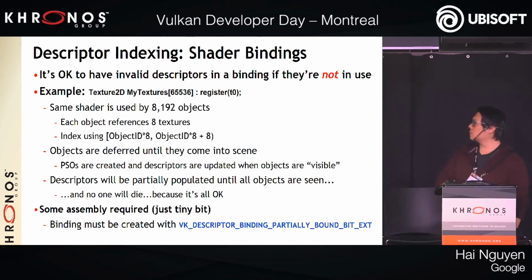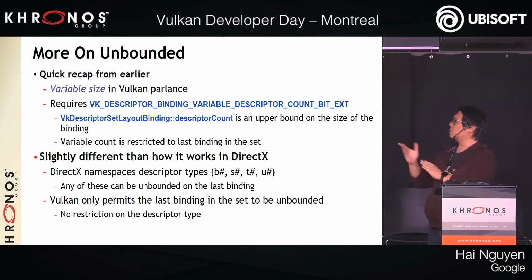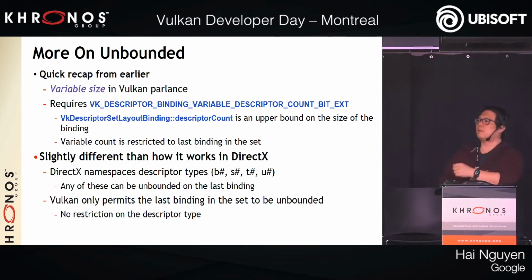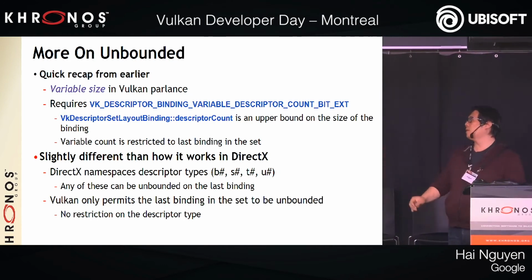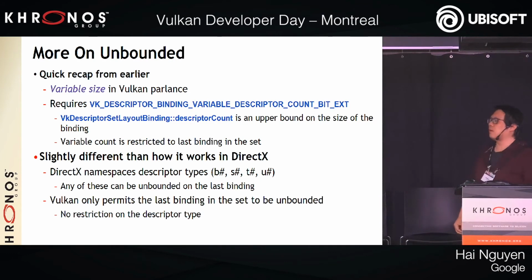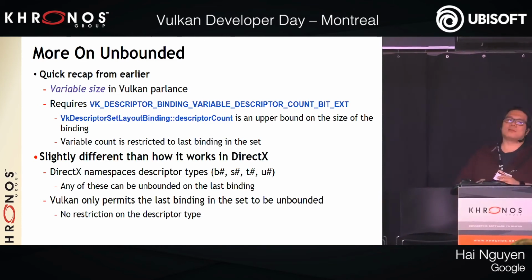All right, so on unbounded. So a quick recap from earlier. The variables, again, we call it variable size in Vulkan. And it requires this really long flag to make it work, and I hope you have autocomplete on in your IDE. I just copy and paste from the spec. And so the other thing to note is that there's still limits, so you still have to specify the pool count, but the descriptor count becomes the upper bound of what bindings are possible. And I haven't tried creating 4 gigs worth or 4 billion descriptors, and I'm not entirely sure what will happen if you tried that. But the minimum definitely works.